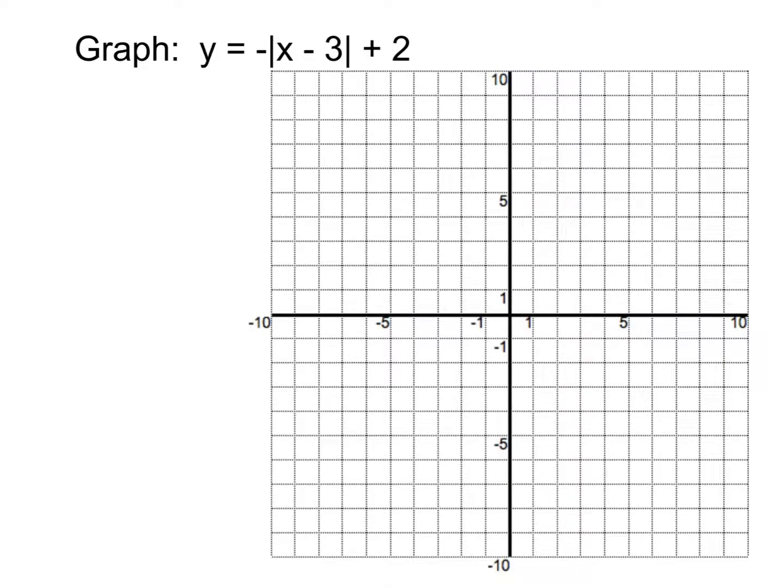And first up, we find out where that first point goes. So first up, the minus 3. Which way does the minus 3 move our graph? Right, it moves it to the right, absolutely.